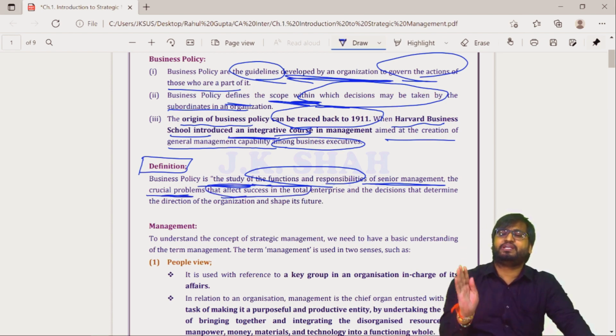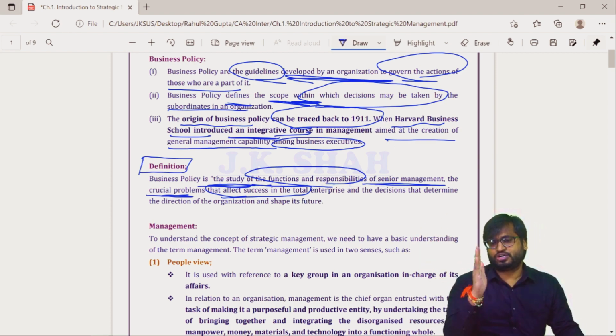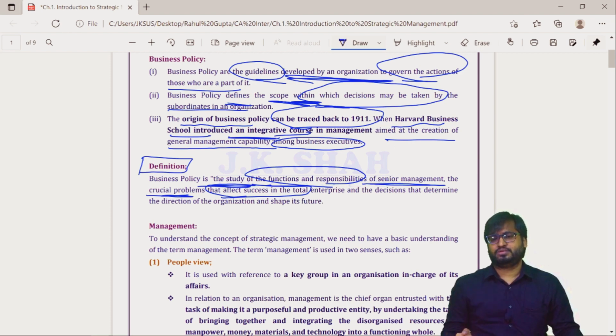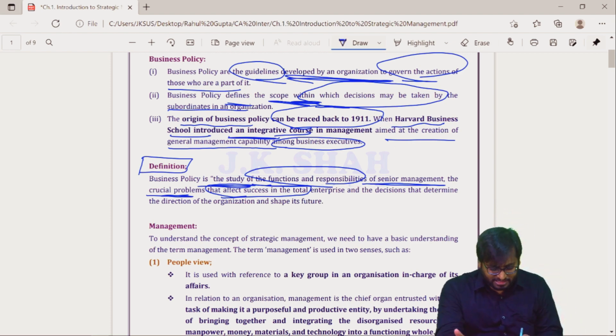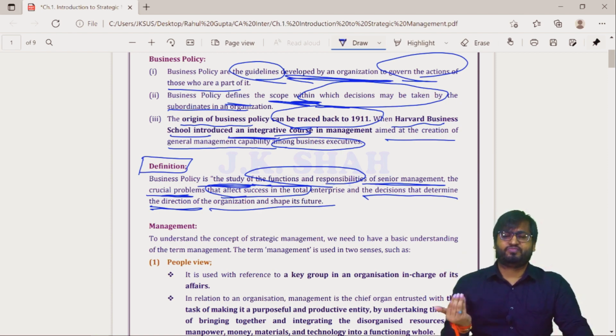Imagine if I start giving credit to everyone. Chances are the amount of bad debts will go on increasing, because it is not a good credit policy to allow credit to everyone. I will give credit to only those customers whom I know. Right? Yes. And the decisions that determine the direction of the organization and shape its future. So the direction that we want to choose. If we have a good credit policy, if we have a good discount policy, we will be able to perform well as an organization.